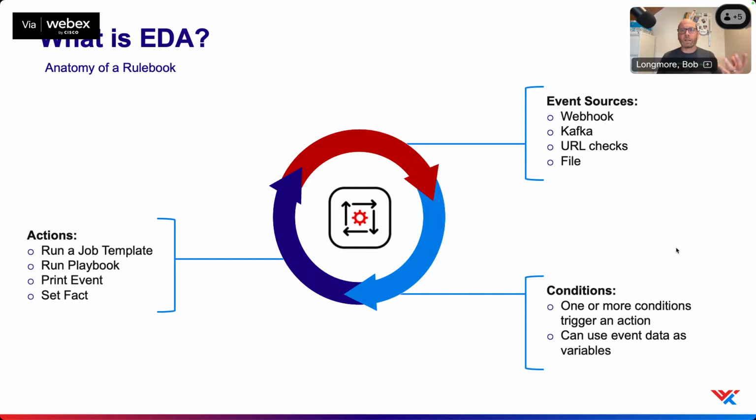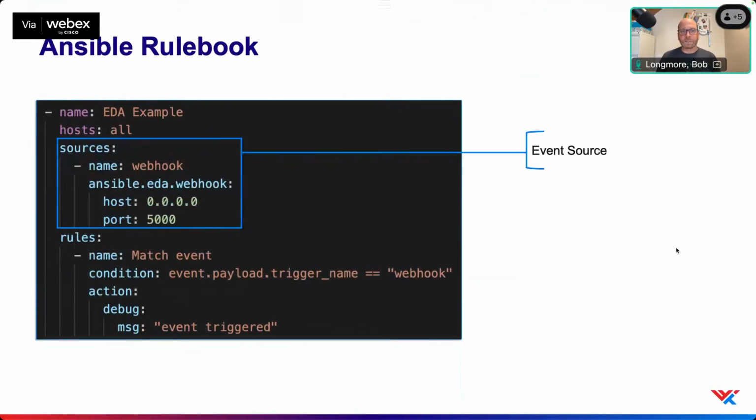EDA and Ansible Automation Platform are tied together. They can talk to each other. And in a future, should be coming soon version of Ansible Automation Platform, they'll be integrated in the same UI. And so let's take these three criteria and see what that looks like in an Ansible rulebook.